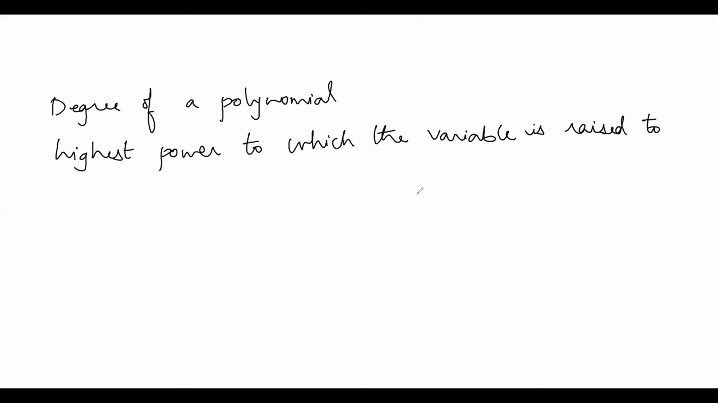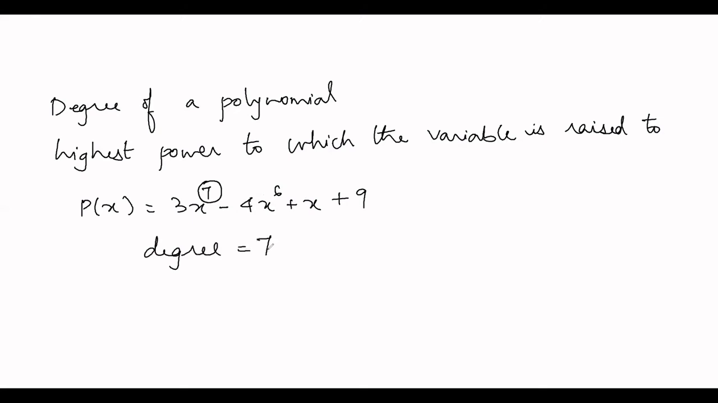Let us take this example. Say p of x is equal to 3x power 7 minus 4x power 6 plus x plus 9. So here the variable is x and the highest power of x is 7. Therefore, the degree is 7 for this given polynomial.